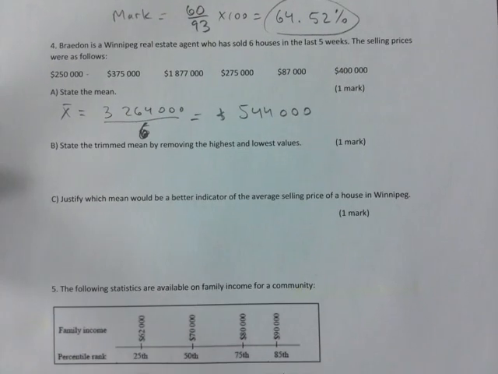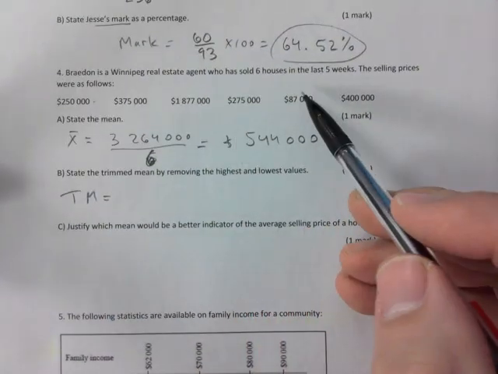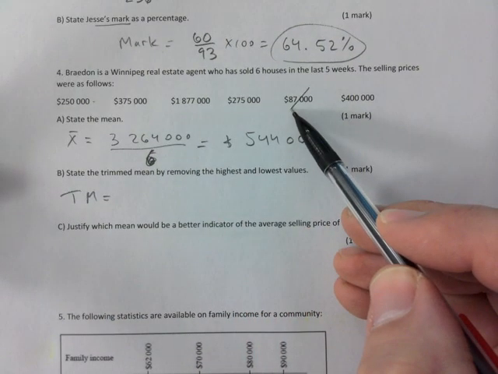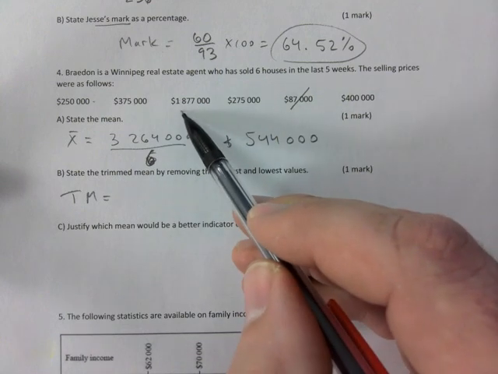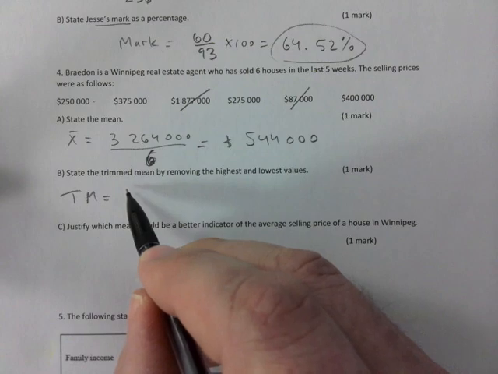Okay. State the trimmed mean by removing the highest and the lowest values. If it's like that, guys, don't think about it too much. Don't arrange it. I'm telling you what to do. So you go up here, and so the 87 is removed here, and the 1,877,000 is removed there. How would you show your work here?